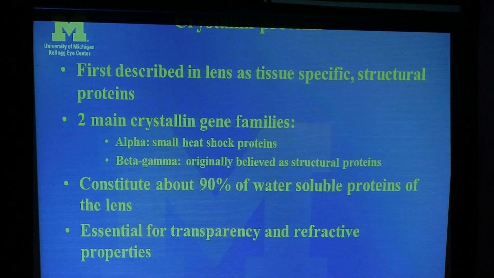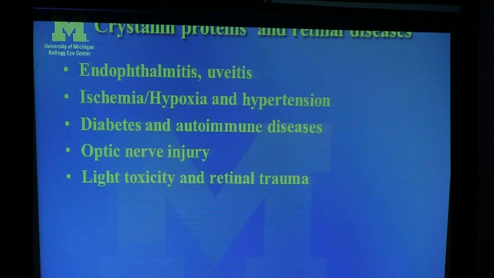While they were thought to be just there for transparency and refractive properties originally, now we have more and more evidence that they're expressed in other tissues, including the retina. There have been different papers that came out from our lab and others showing this in retinal diseases such as endophthalmitis, uveitis, ischemia. In our lab, we've been focusing on diabetes, on which I'll spend a bit of time, but also optic nerve injury and retinal trauma or light toxicity.